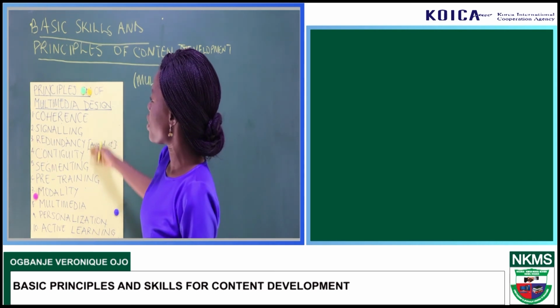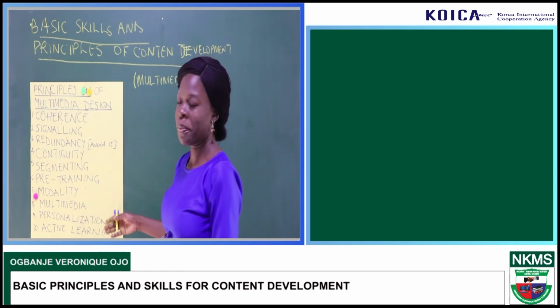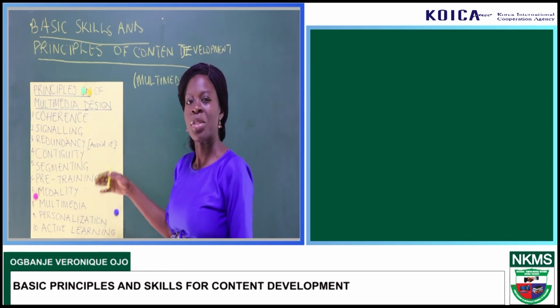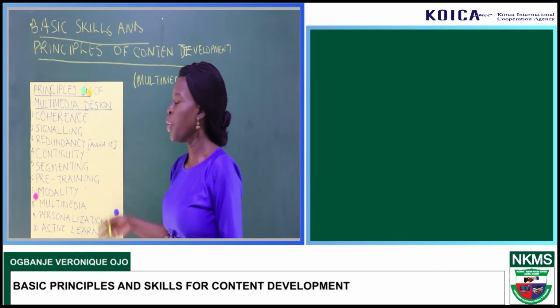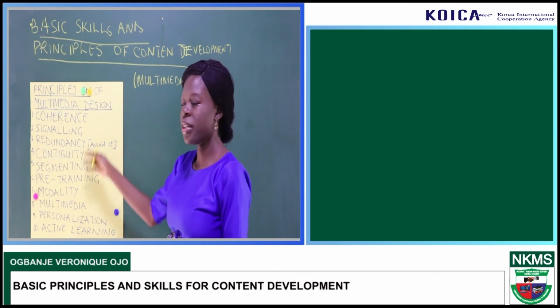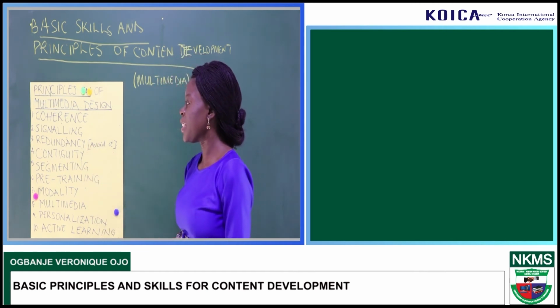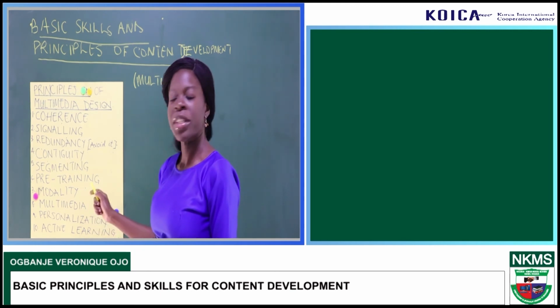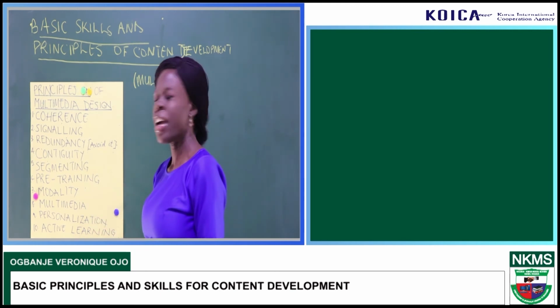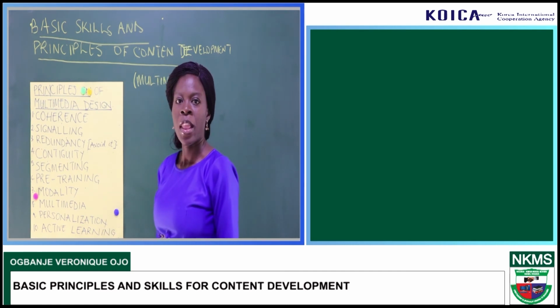So these are the 10 principles of multimedia design. I'll quickly run over them. I believe you'll remember at least 3 or 4 while doing your work. We have coherence, signaling, redundancy, avoid it, contiguity, segmenting, pre-training, modality, multimedia, personalization, active learning.